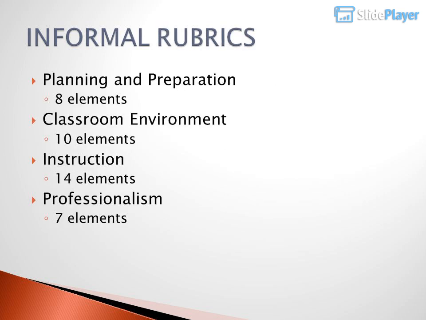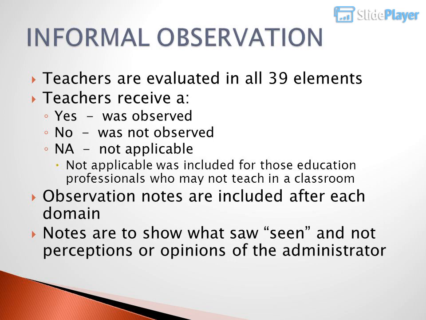Informal rubrics. Planning and preparation. Classroom environment, 8 elements. Classroom environment, 10 elements. Instruction, 14 elements. Professionalism, 7 elements. Informal observation. Teachers are evaluated in all 39 elements.